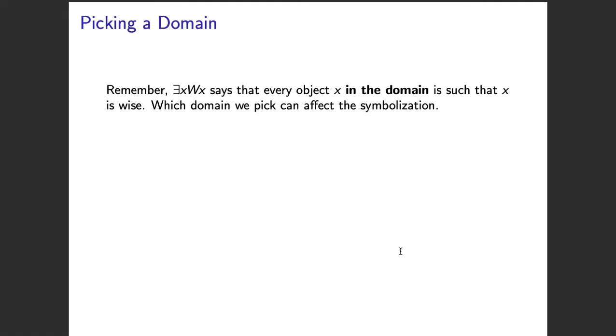Remember that technically the existential quantifier always ranges over a domain. So what there exists an x, Wx says is that some object x in the domain is such that it is wise. Whenever we use a quantifier, we should always specify what our domain is, and which domain you pick can actually affect the symbolization. For example, someone is wise can just be symbolized as there exists an x such that x is wise, assuming that we have the domain of people.